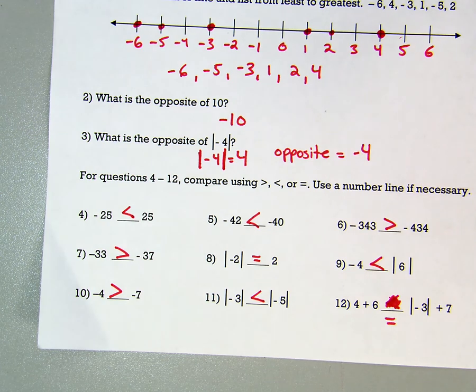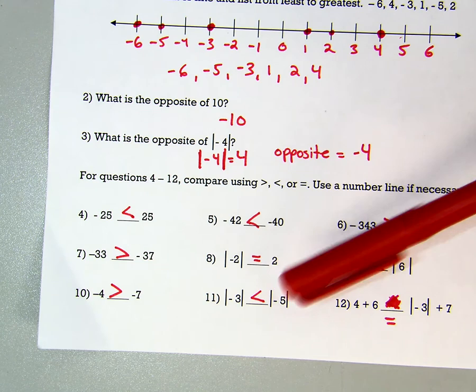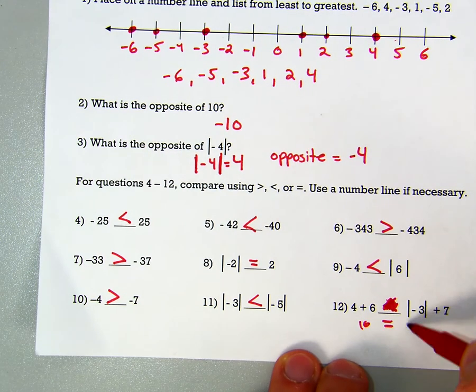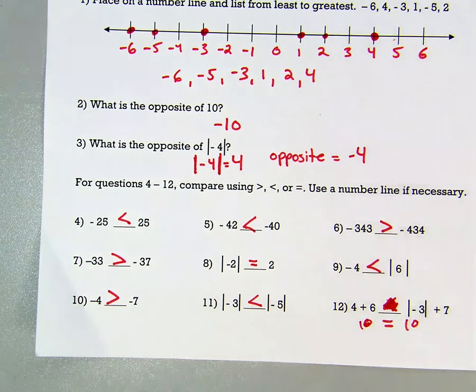Absolute value of negative 3 is less than the absolute value of negative 5, because it would be 3 and 5. And then lastly we have 4 plus 6 would be 10. And then we have the absolute value of negative 3 is 3 plus 7, which is 10 on that side as well. So we have 10 equals 10. So that is our absolute value and integers.